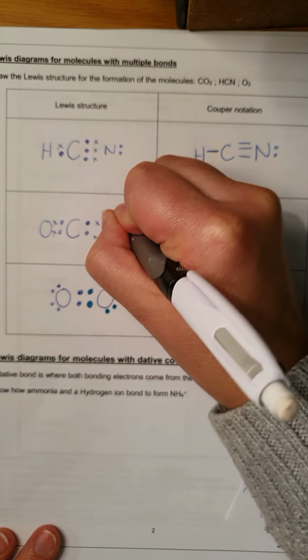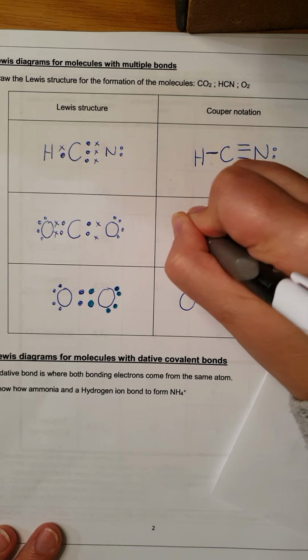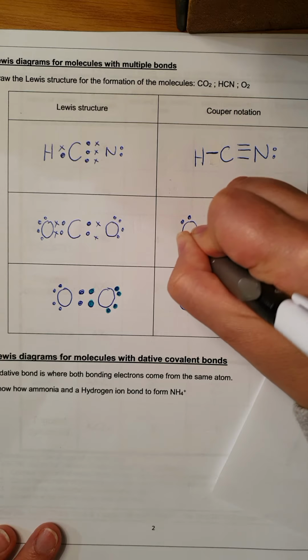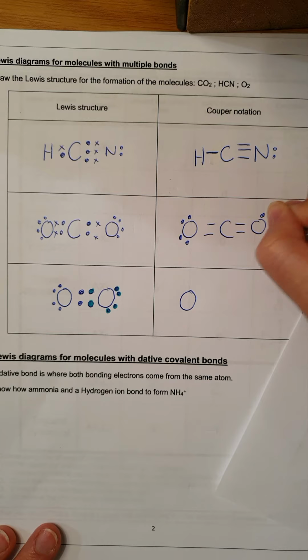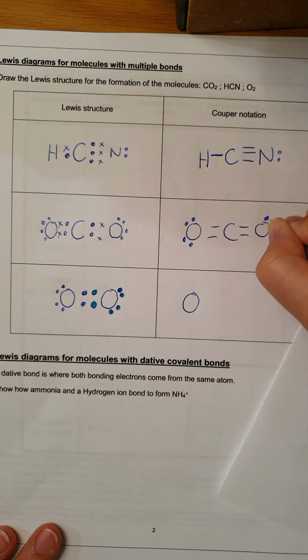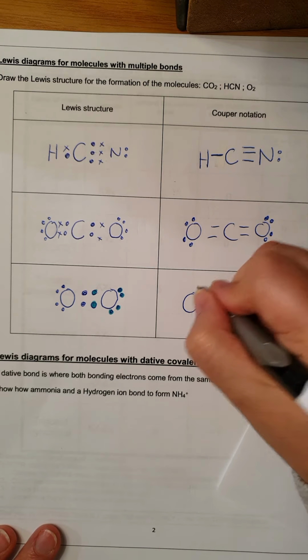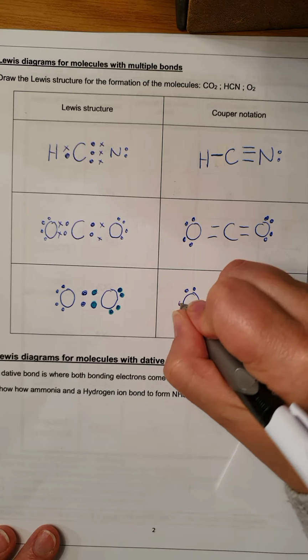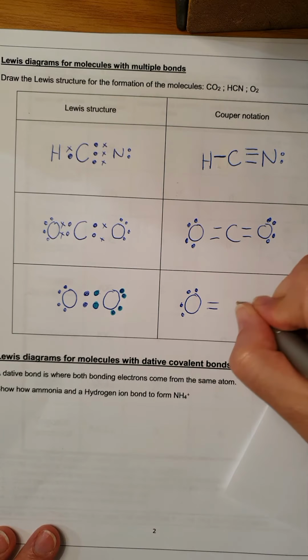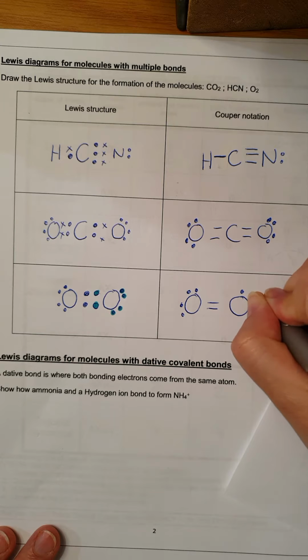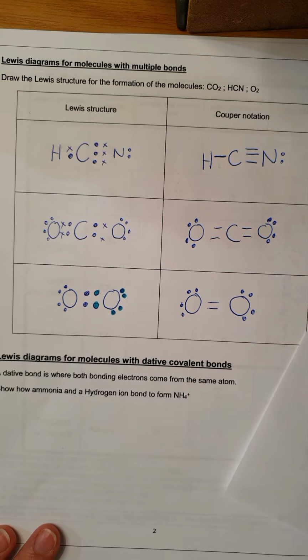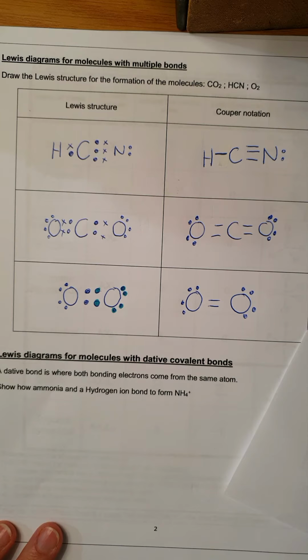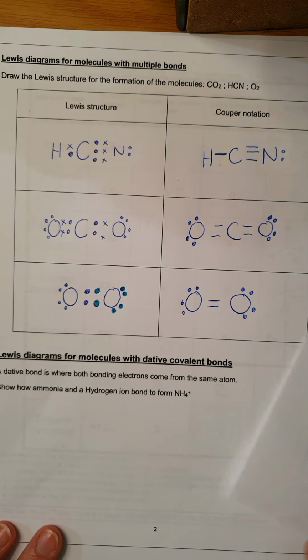oh, what did I not do here? I didn't do the lone pairs. Please remember your lone pairs. Oh gosh, there's a lot of planning, girls. I'm very tired. Okay, and we've got our lone pairs here, and we've got our lone pairs here. All right, and so there's our Cooper notation with double bonds or triple bonds.